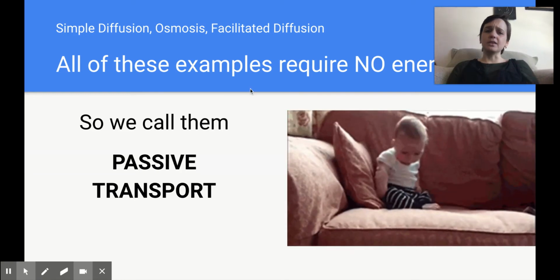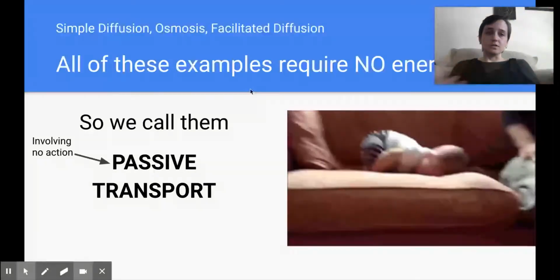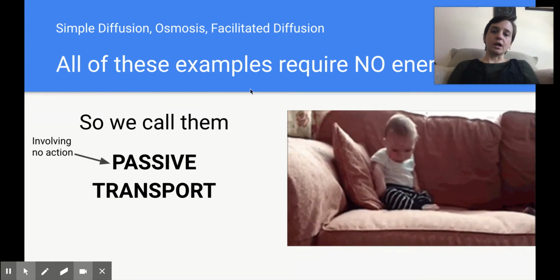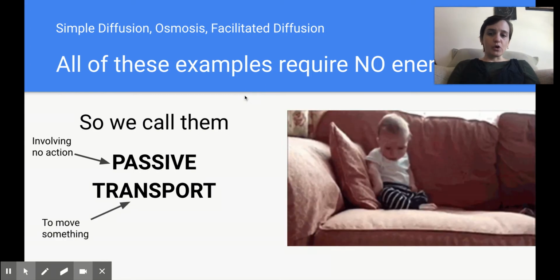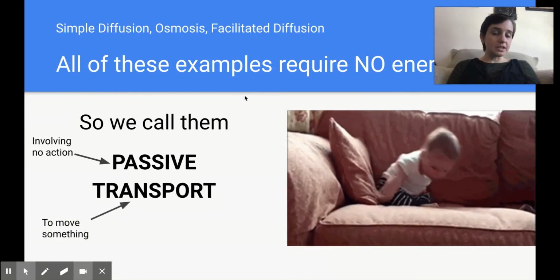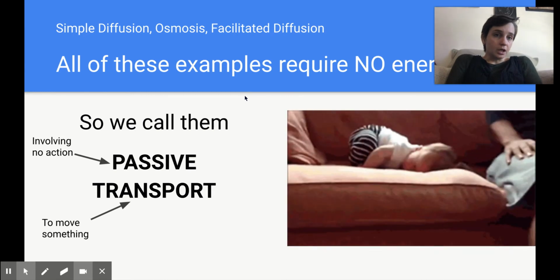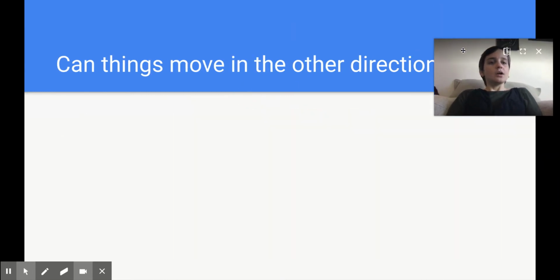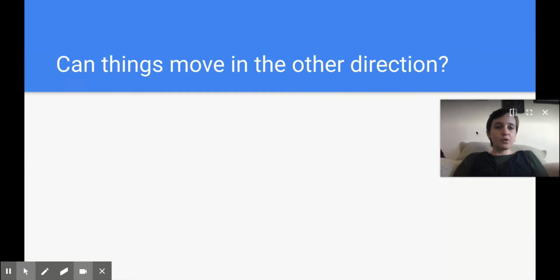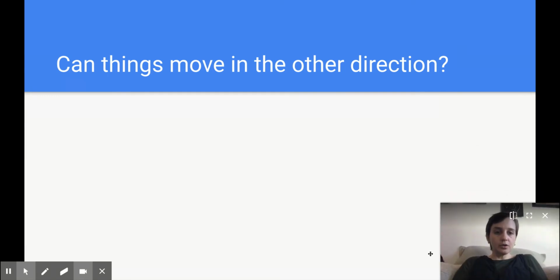And we can break these down. Passive means no action, right? We're not doing anything. And then transport means you're moving something. So this is how things move without putting any energy in. All right. Now we know that in passive transport, things move from high concentration to low concentration.